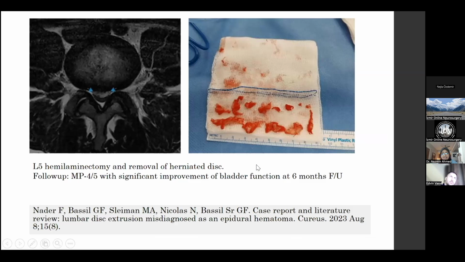So what happened intraoperatively when they went for L5 hemilaminectomy? They removed the herniated disc in piecemeal fashion, and this is their intraoperative picture demonstrating the herniated disc. At the 6-month follow-up, the patient achieved 4 out of 5 muscle power with significant improvement of his bladder function.